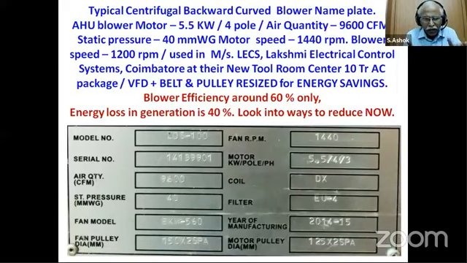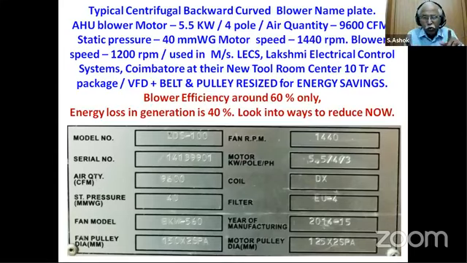It is a typical AHU blower system where the nameplate says 5.5 kilowatts, 7.5 HP motor, 4-pole 1500 RPM, and an air quantity of 9600 CFM. A static pressure of 40 mm water column is delivered at the blower delivery. Let us say the blower speed is brought down by pulley reduction to 1200 RPM. This study was done at Lakshmi Electrical Control Systems, Coimbatore, at the new tool room center in December last year. It has been running for the past 6 or 7 months.